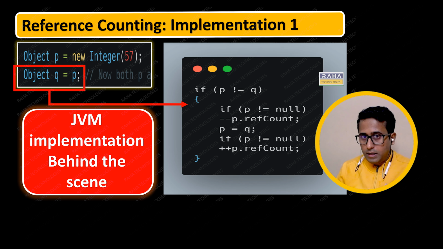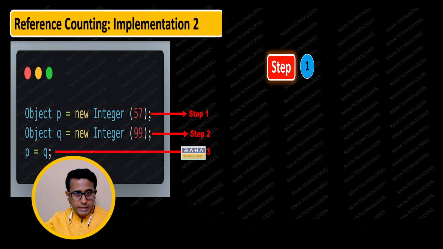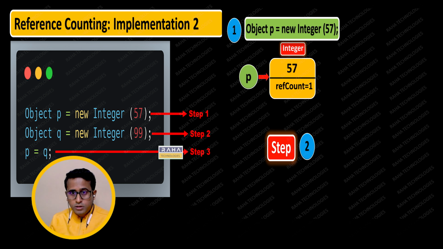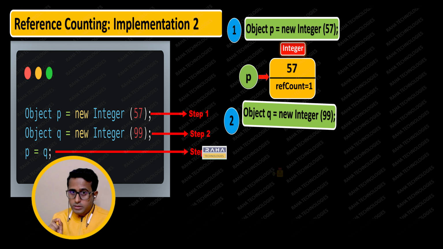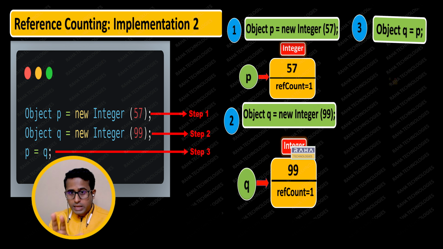In another example, the second implementation, P and Q are initialized as object P equals new Integer(57) and object Q equals new Integer(99). In this implementation, two integer objects are created, right, each with a reference count of 1. Now suppose we assign Q to P using the same code sequence as mentioned here.